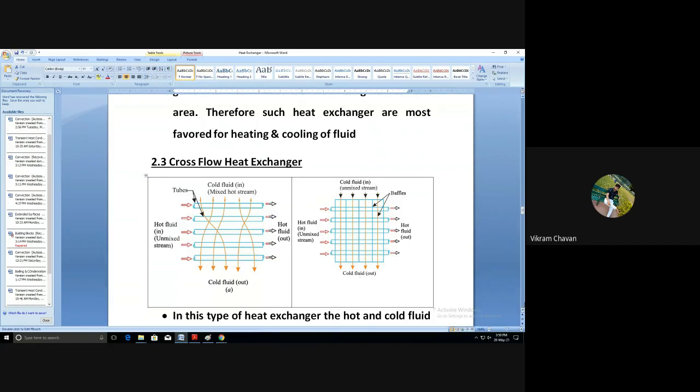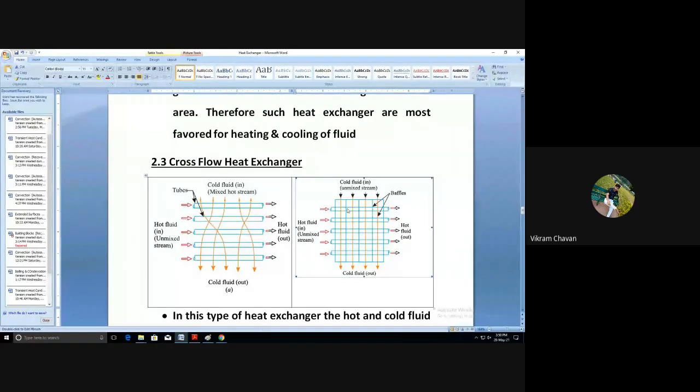Whereas in another type of heat exchanger, the second type of cross flow heat exchanger, none of the fluid streams is allowed to mix with each other. We are already considering that the hot fluid is flowing through the tubes, so these streams are not allowed to mix, whereas the fluid which is flowing over the tubes, these streams are also separated by using the baffles.